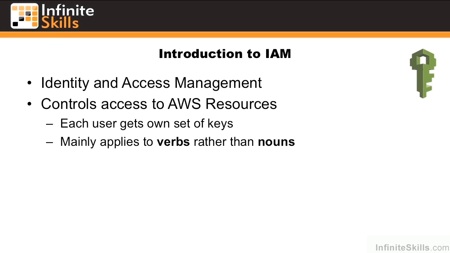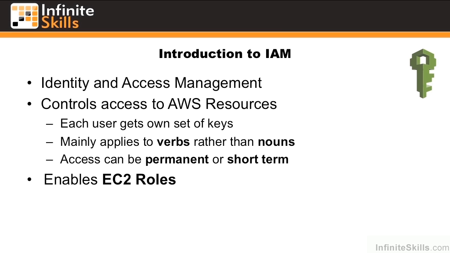IAM applies mainly to verbs rather than nouns. What we mean by this is, for example, we could say, allow a user to create EC2 instances, but not create instances of a certain type, such as larges or smalls. Access can be permanent or short-term. We can give users an account that expires in 2 weeks, 2 months, or some other time frame, for example, if we had consultants that we knew were only going to be with us for a couple months.